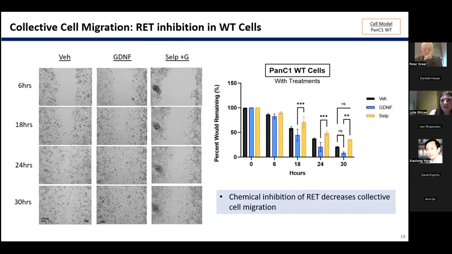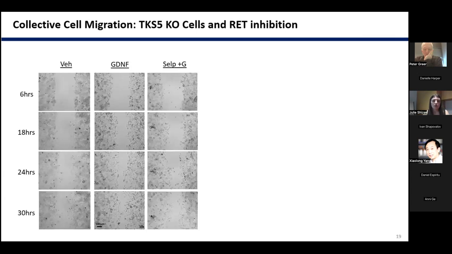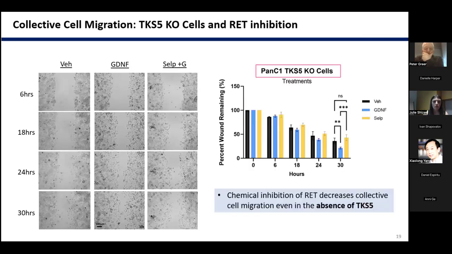You may be wondering, what about in the TKS5 knockout cells? That's what we looked at next, again with the vehicle versus GDNF, so RET activation, and selpercatinib. We found that once again, selpercatinib was successful at decreasing collective cell migration, even in the absence of TKS5. So this points to perhaps RET playing a greater role in collective cell migration than TKS5. After 30 hours, the GDNF compared to the vehicle showed a decreased wound percentage, and then the selpercatinib made it so that there wasn't as much collective cell migration, so more percentage of that wound remaining.